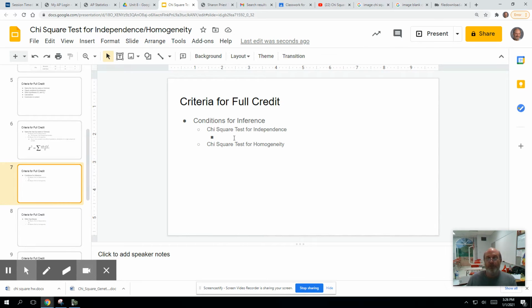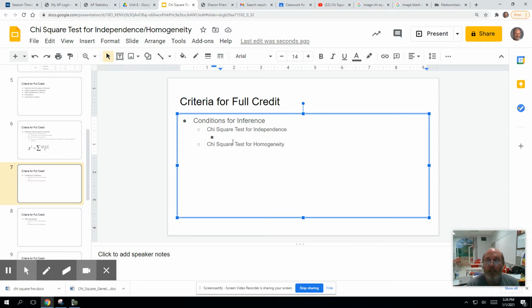Criteria for full credit, conditions for inference, similar to what we've done in the past. For a chi-square test for independence, remember here we're doing 1 sample, so it needs to be a random sample, or random assignment to treatment groups of your experimental units. Second, all expected counts are greater than 5. So when we build that expected count matrix, we need to see that all expected counts are greater than 5. Otherwise, we haven't satisfied our conditions for inference. It doesn't matter what our observed counts are. In your observed counts, you can have less than 5 or 5, but you can't have in your expected counts numbers that are less than or equal to 5.